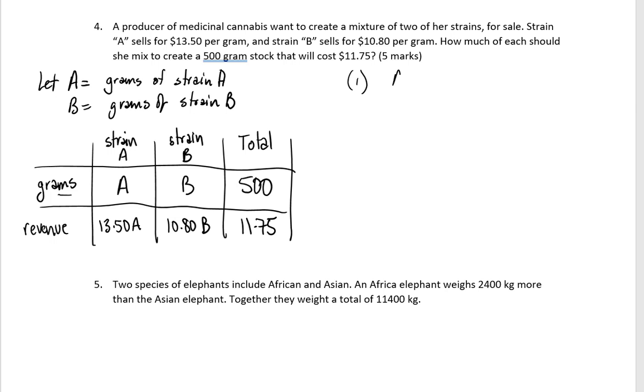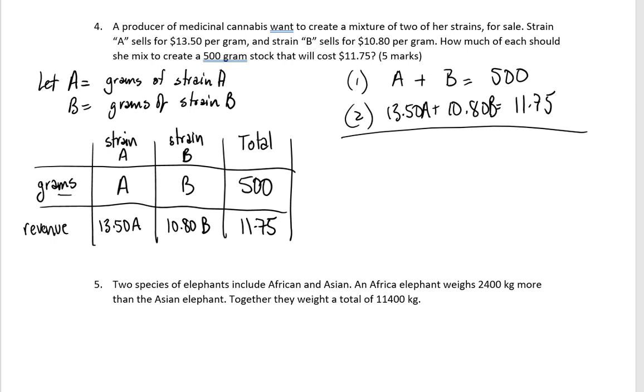Equation 1, A plus B equals 500. Equation 2, 1350A plus 1080B equals 1175. Okay, pause the video if you want to determine A and B.